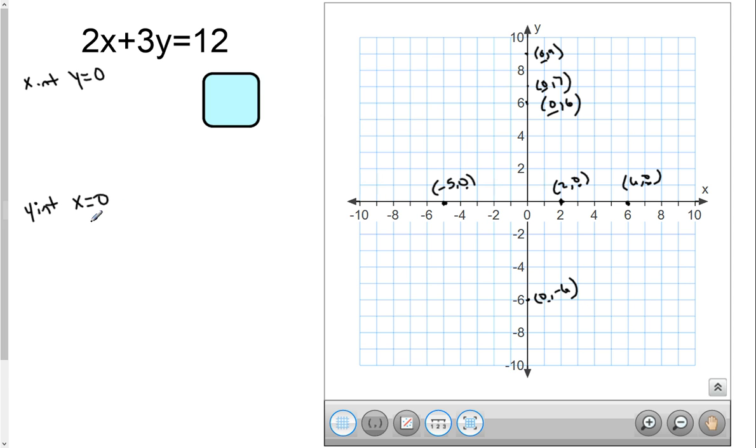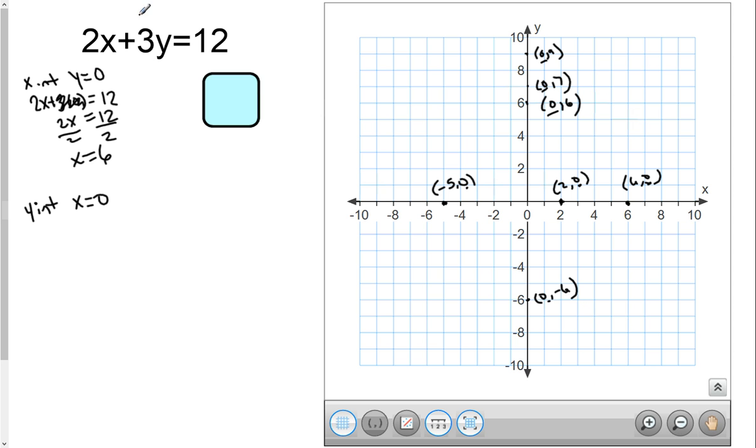All right? We're going to use those two things to our advantage. So to find the x-intercept, you're going to make y equals 0, and then you're going to solve the equation. So you're going to get 2x plus 3 times 0 equals 12. So 2x plus 3 times 0 is 0, so this is basically gone. And you're left with 2x equals 12, and you need to solve that. Divide by 2, divide by 2. x is 6.